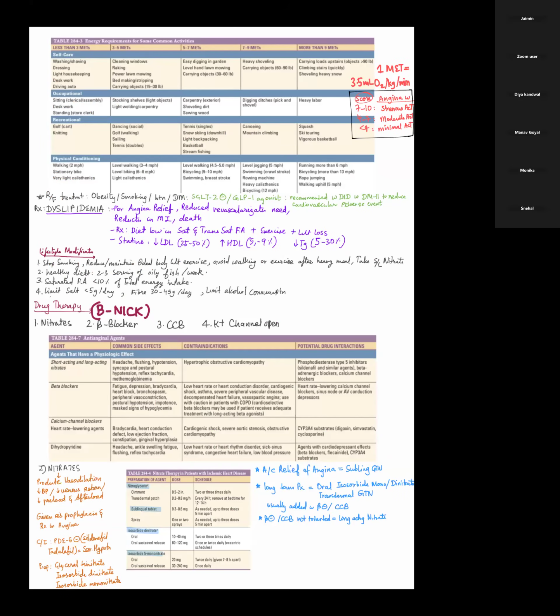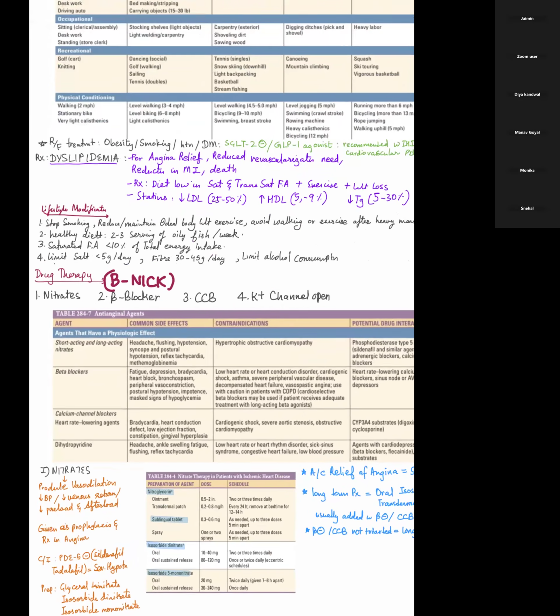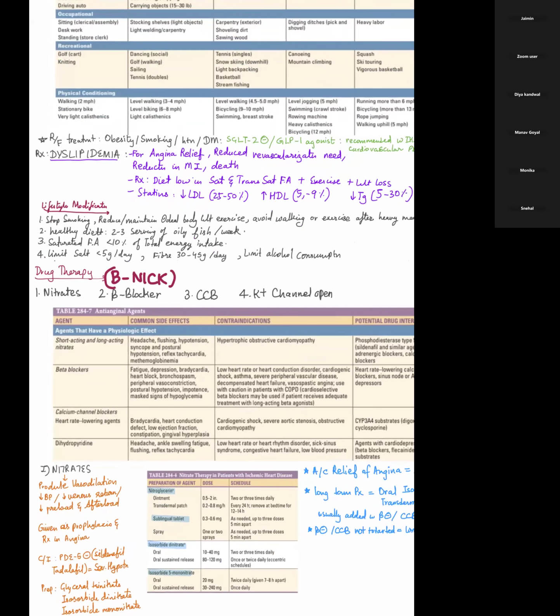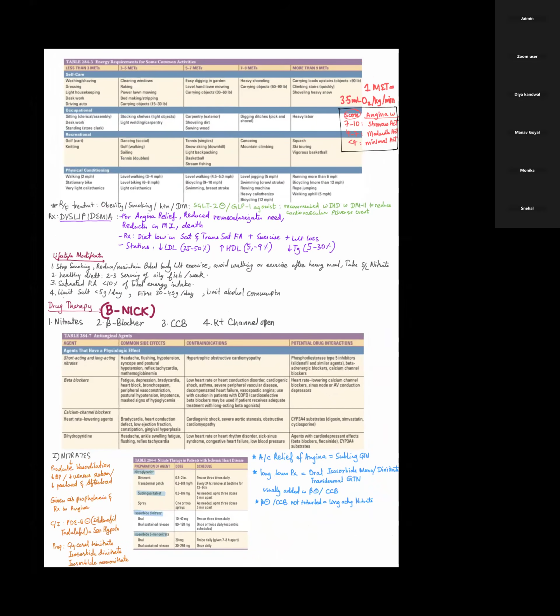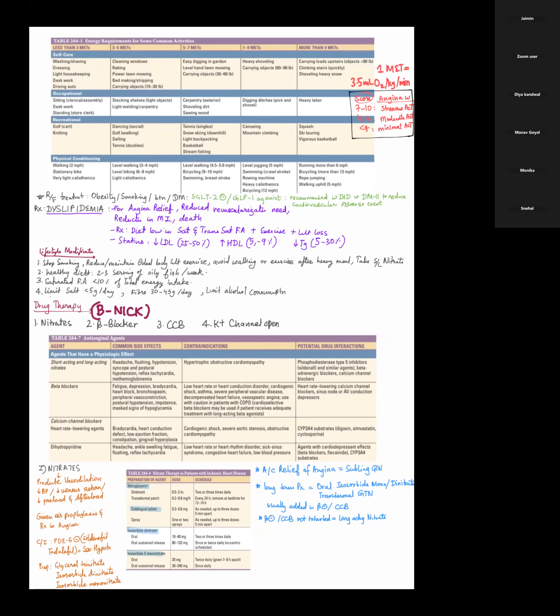So nitrates. Nitrates act by vasodilating the coronary arteries and decreasing the venous return, and thereby the preload and afterload of the myocardium. So nitrates are used as prophylactic and for the treatment of angina. They are contraindicated when the patient is on a phosphodiesterase 5 inhibitor like sildenafil or tadalafil, because it can cause severe hypotension. And they are present as various preparations like glyceryl trinitrate, isosorbide dinitrate, isosorbide mononitrate.